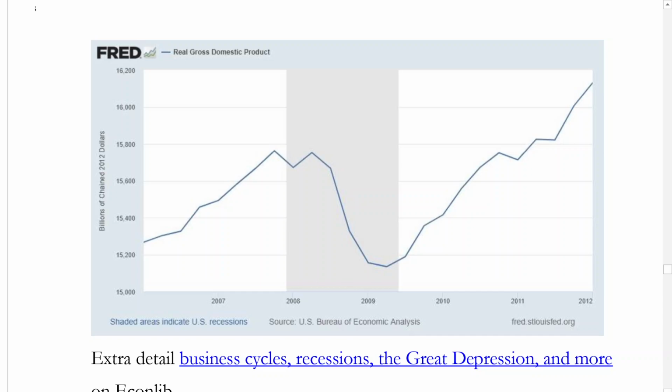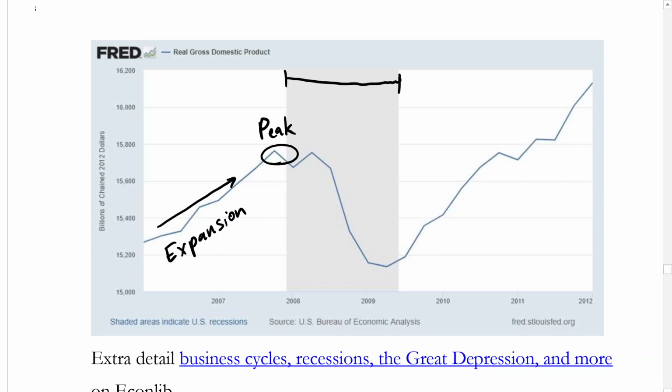So on our way up, this is called an expansion. We're going to write all this down in a second. And at the top of an expansion, right before a recession hits, we have the peak. This gray bar is a recession. It's actually the Great Recession after the subprime mortgage crisis and financial crisis that followed.